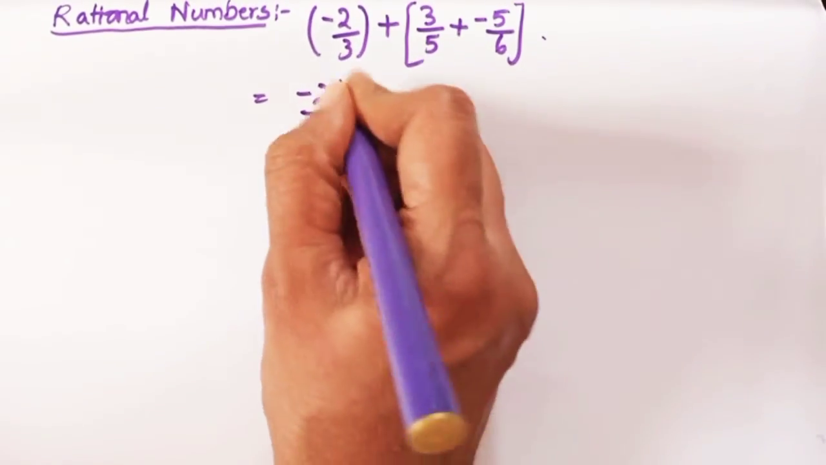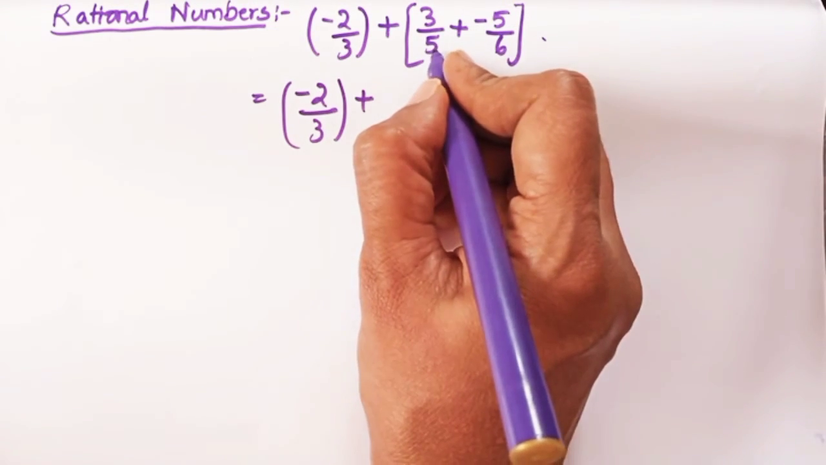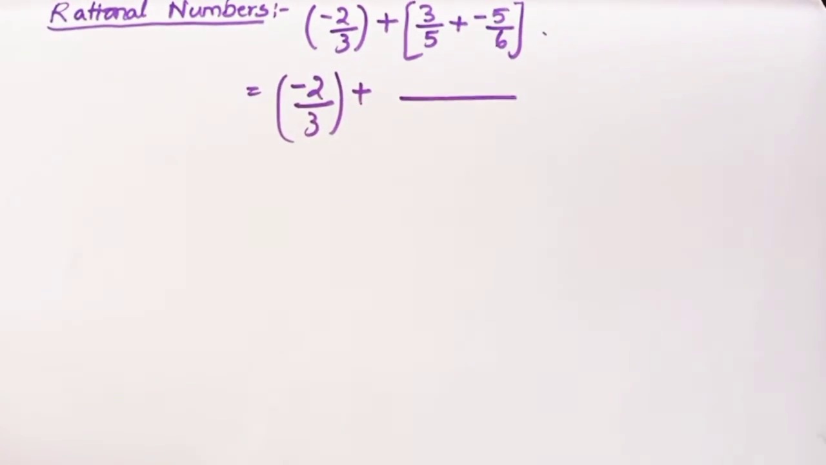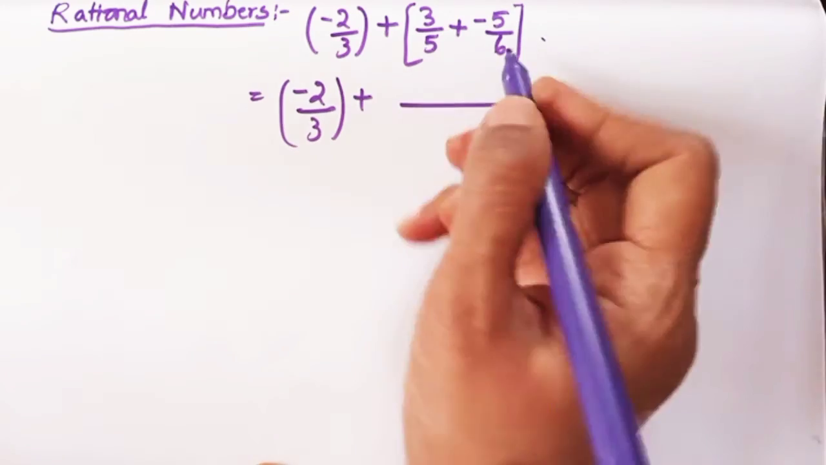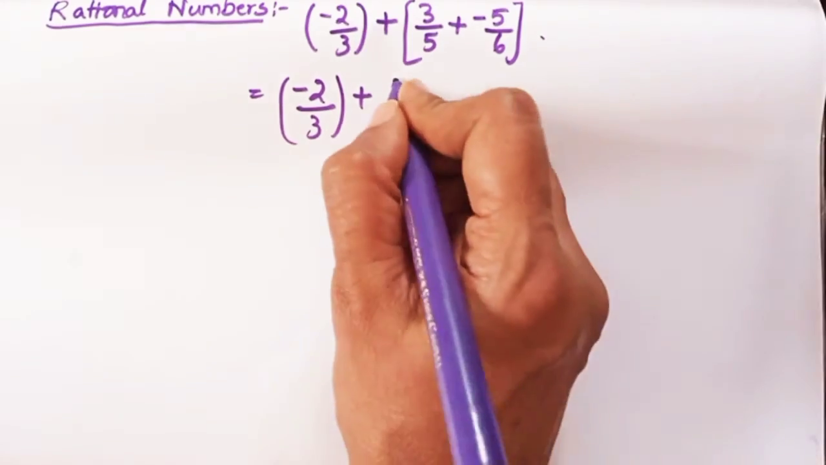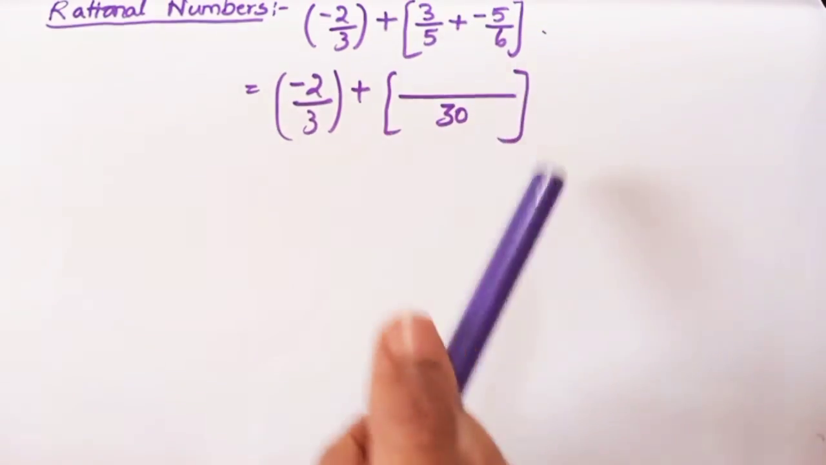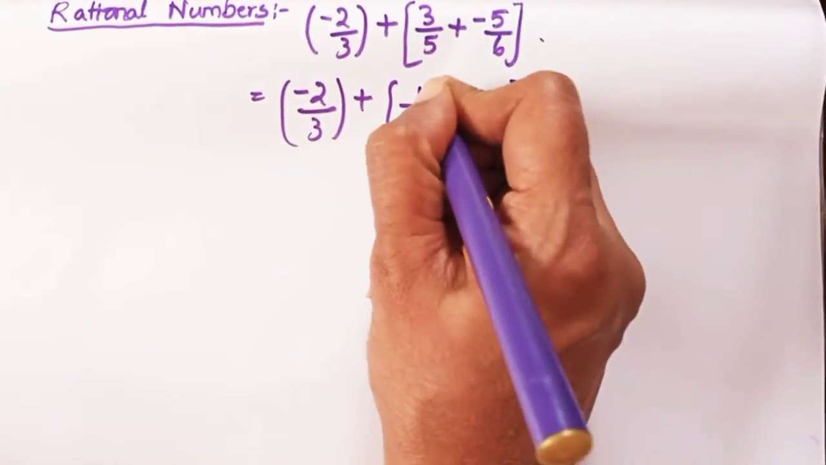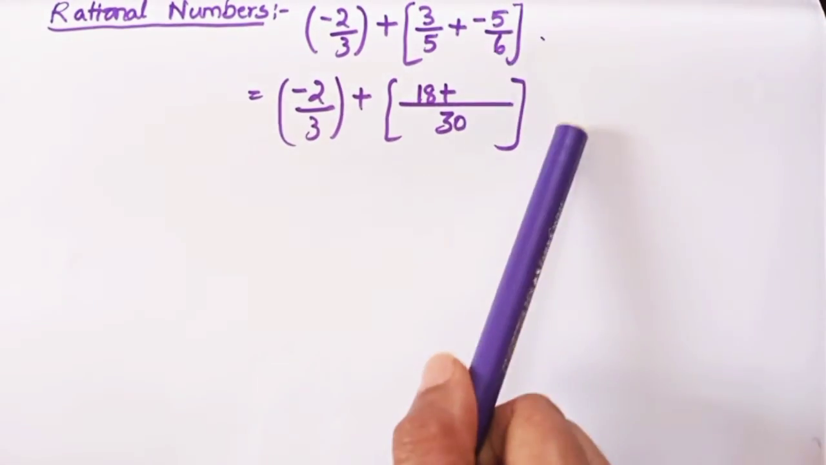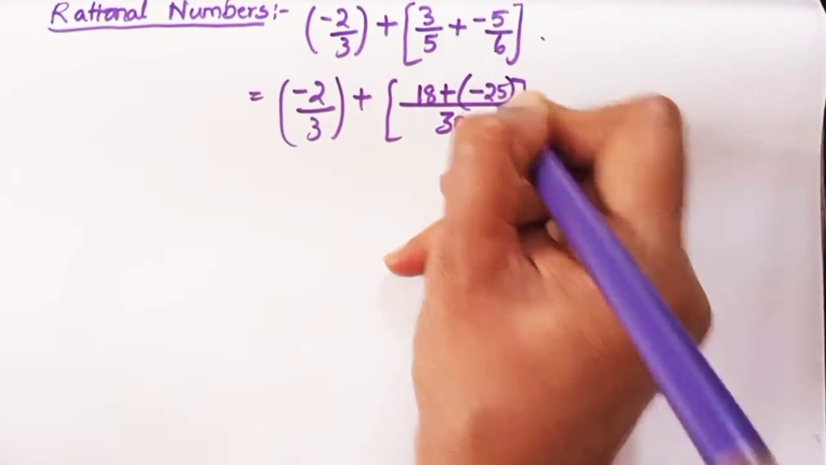Minus 2 by 3 will remain here. Plus I need to add these two. So the denominators are 5 and 6. They don't have any common factors. So I have multiplied 5 into 6, that is 30. I have taken that as the LCM. Then if I divide 30 with 5, I will get 6. 6 into the numerator, 6 threes are 18 plus 6. If I divide 30 with 6, I will get 5. 5 into minus 5, I will get minus 25.